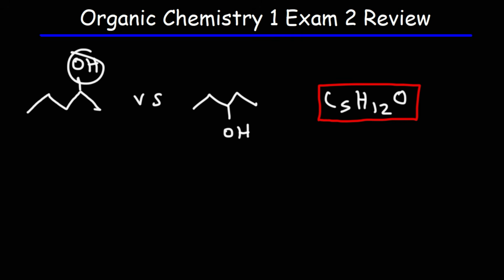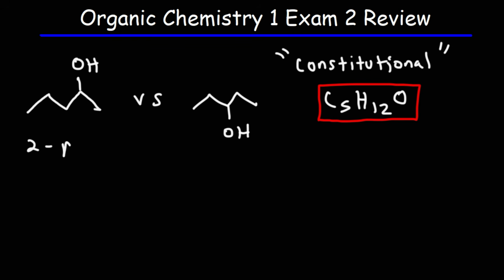Here, the hydroxyl group is on the 2nd carbon. Here, it's on the 3rd carbon. So whenever you have compounds with the same chemical formula but different connectivity, what you have is constitutional isomers. Constitutional isomers have different names. This is called 2-pentanol, and this is called 3-pentanol.